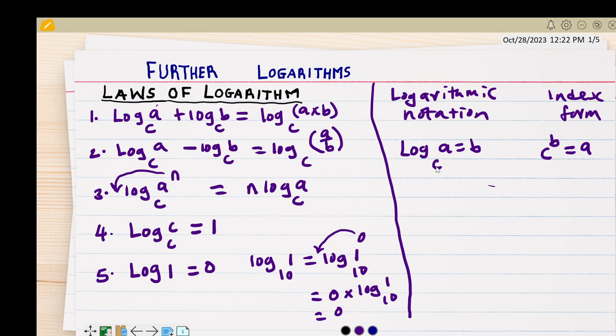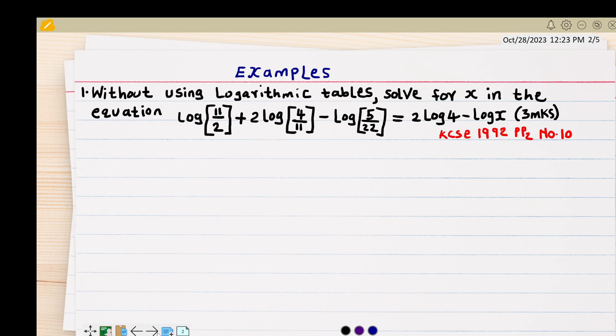So you simply take c to the power of the number that is here, which is b, then it should be equal to a. A good example, for example, we can have a number like logarithm to base 10 of 100. This one will always be equal to 2. So this is what we call the logarithmic notation. That means the index form will actually be 10 to the power of 2 is equal to 100, which is actually true.